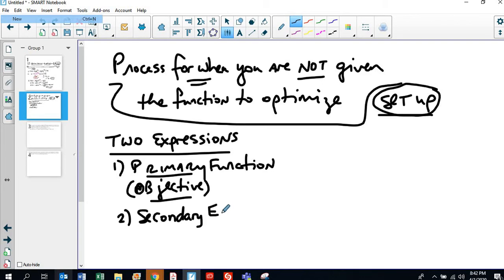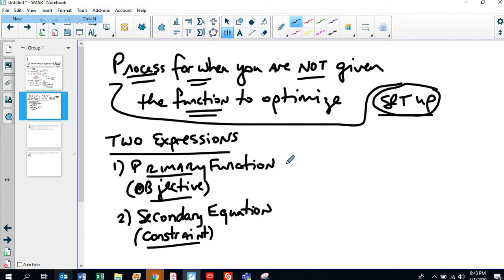And then we have a secondary equation, sometimes called the constraint equation. In higher level optimization, oftentimes we might have more than one constraint. But for right now, we've got just one constraint that we're going to be working with. So all of our problems in section 5 will have this process if we don't know the function yet.